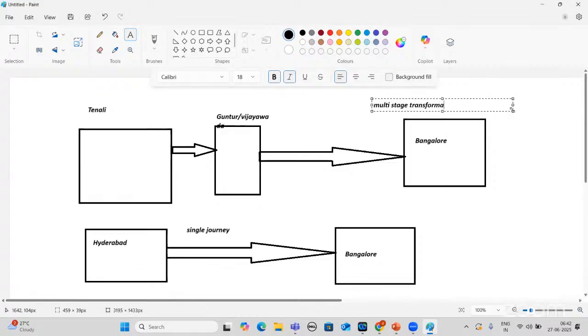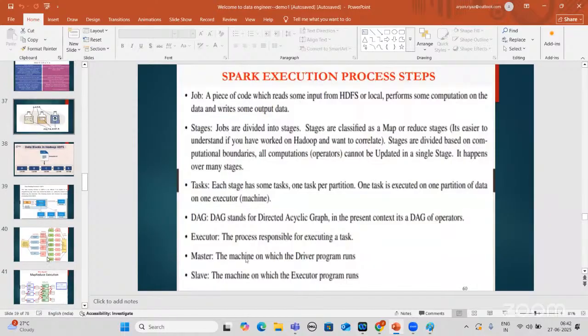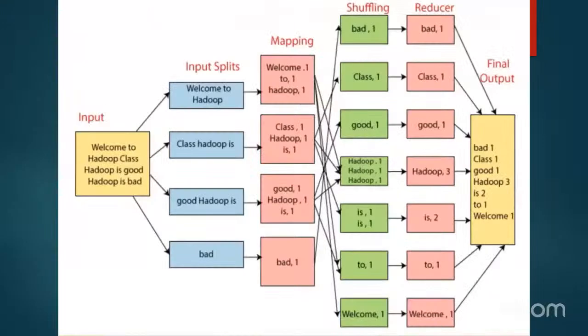Multi-stage transformations means what? Let me go here. This is what MapReduce is, right? This is entirely one process, single stage. What is happening? It is taking input, mapping, and reducing and giving to the output. Meanwhile, shuffling is happening.